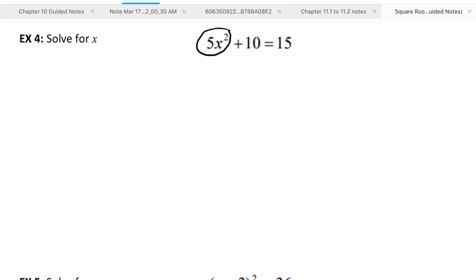When we get to this example, there's a little bit more going on with the problem. You notice that the x squared term is not quite by itself, or doesn't just have a 1 attached to it. It has a 5 attached to it as a coefficient. And you'll also notice that there is a constant being added to it. So you want to get rid of that constant and bring it over to the other side. So we're going to subtract 10 from both sides.